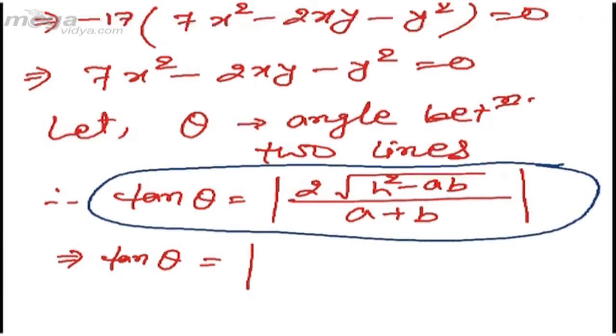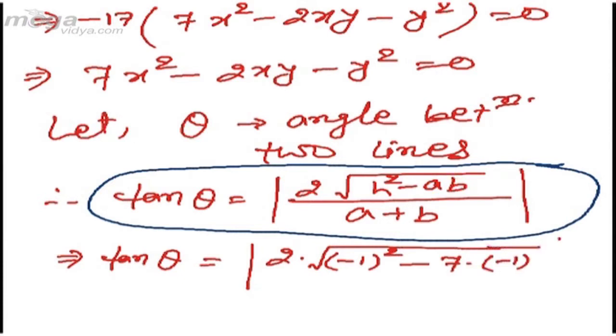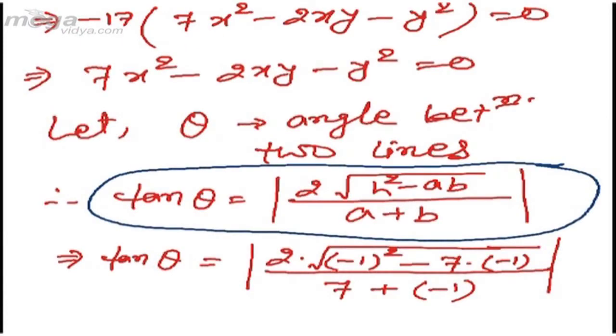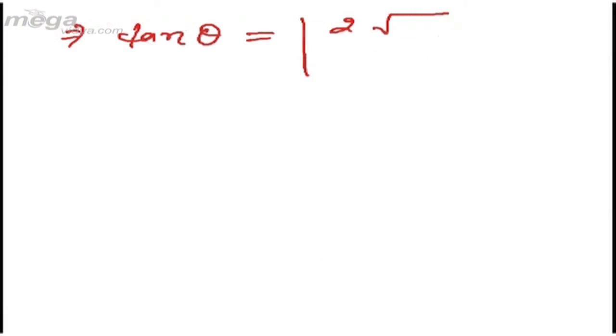So tan theta is equal to mod 2 into root under h square, h is here minus 1, so minus 1 whole square minus ab. a is 7, b is minus 1, upon a plus b. So a is 7 plus b is minus 1. So we will get here tan theta is equal to 2 into root under 8 divided by 6.